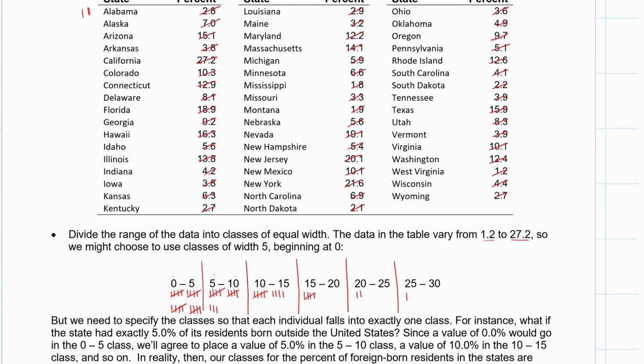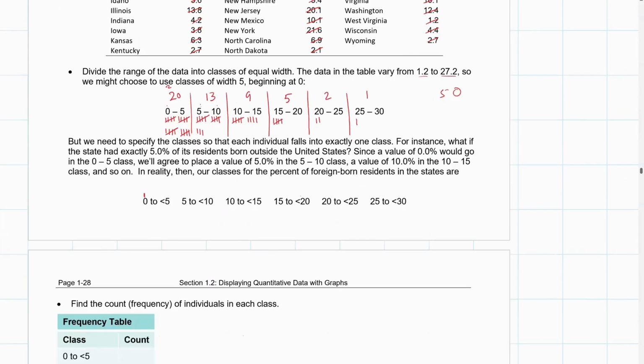So it looks like I've got 20 in this group. I've got 13 in this group. I have 9, and 5, 2, and 1. And if we add up those numbers, 3 plus 9 is 12, 17, 19, 20. Carry the 2, 2, 4, 5. Yep, it ends up totaling up to 50. So there's our breakdown on how many states end up in each group.